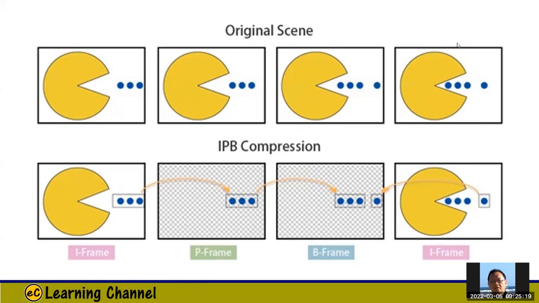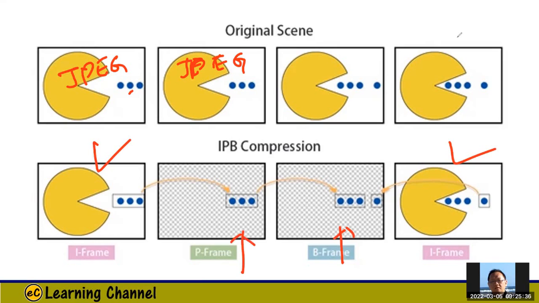So we do not do JPEG on this one. JPEG is a full image compression, right? It takes longer, so we do not do that. We just send out this one and this one as full images. For something in the middle, we do prediction, so that's a P-frame.